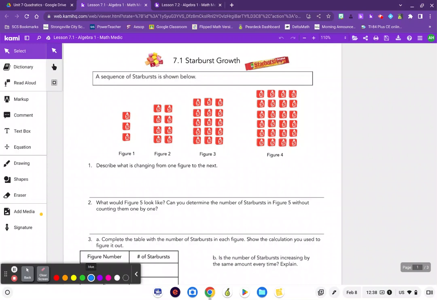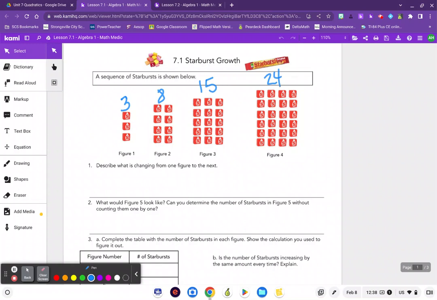So automatically my thought is, all right, I'm going to total up how many starbursts I have in each figure. So I have 3 starbursts in the first figure. I have 8 starbursts in the second figure. Let's see, 3 by 5, I have 15 starbursts in the next figure. Let's see, 4 by 6, so 24 starbursts in this last figure.